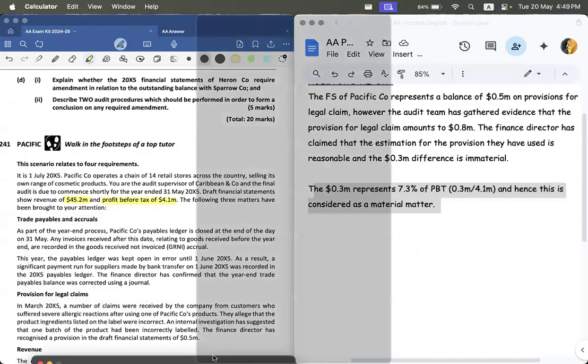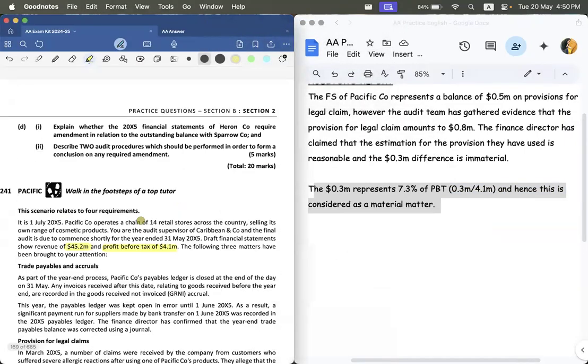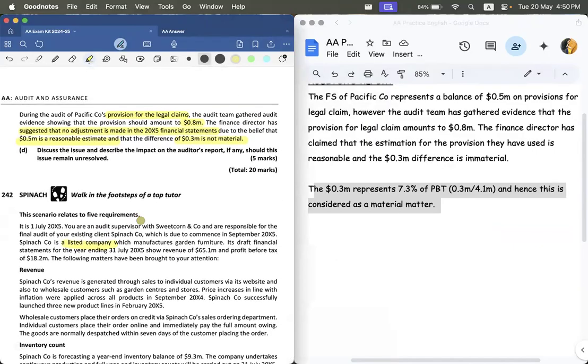Okay, so what happens now? You're going to discuss the scenarios that relate to this particular topic. You have told the finance director to change it, right? If he has no intention of changing, then that means the FS is wrong. FS is misstated, because this is a material misstatement. So your audit report should be modified because there is a material misstatement.